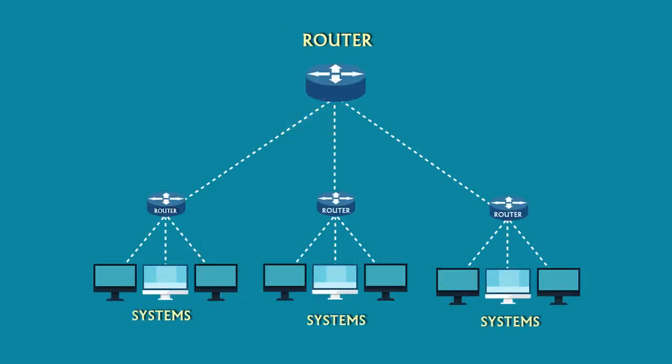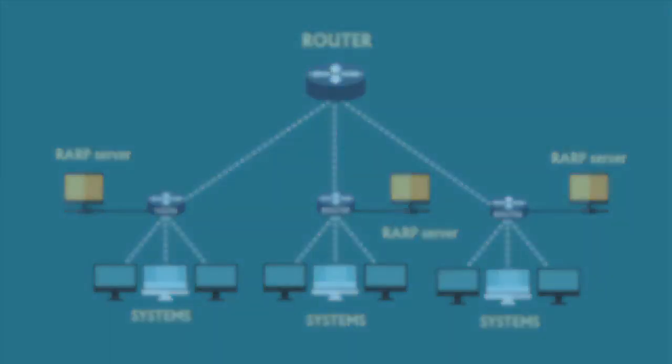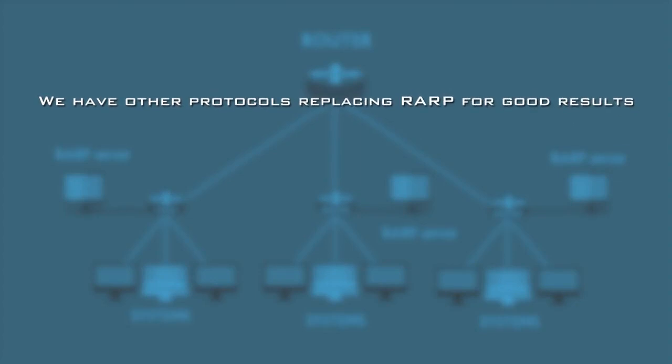For subnets, they need to assign a RARP server for each subnet separately. This is definitely not a good solution. That's why this protocol is not useful anymore. We have two other protocols replacing RARP for good results. They are Bootstrap Protocol and DHCP protocol.